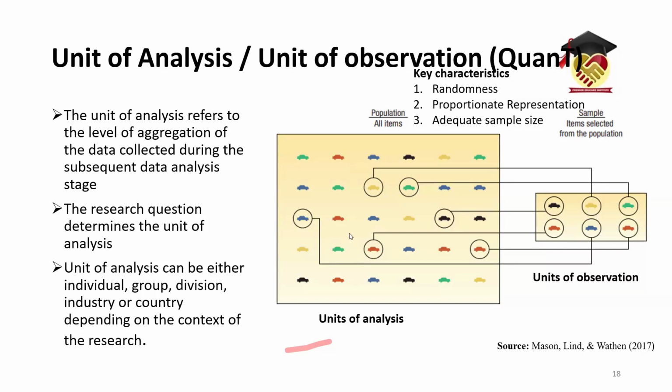And the unit of analysis is the analyzing unit. For example, in this case, car. So in other words, if you want to analyze the customer satisfaction of the private bank, then you have to identify the private bank customers. So the private bank customers are called the unit of analysis. For example, if you want to analyze the private banks, in that case, private banks are the unit of analysis, right?